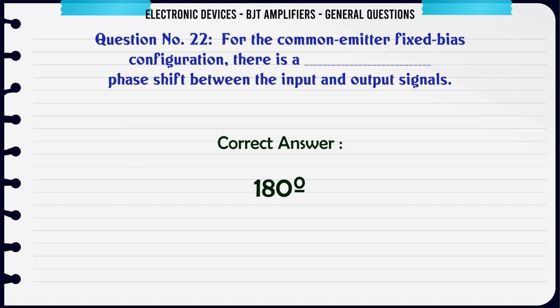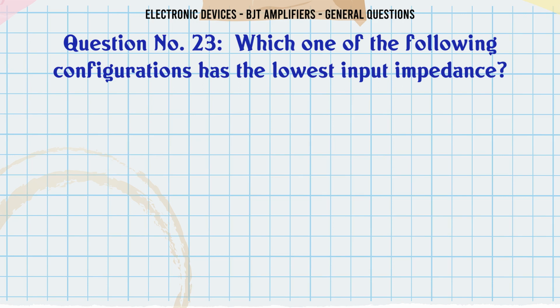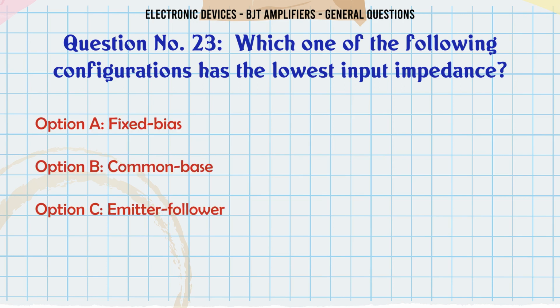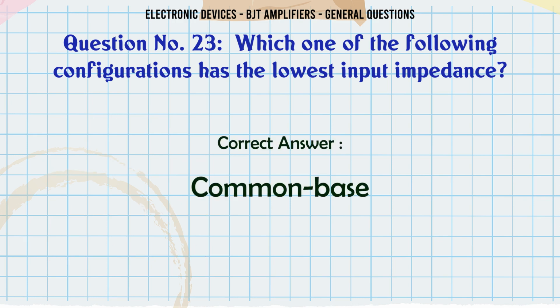Which one of the following configurations has the lowest input impedance? A. Fixed bias. B. Common base. C. Emitter follower. D. Voltage divider. The correct answer is common base.